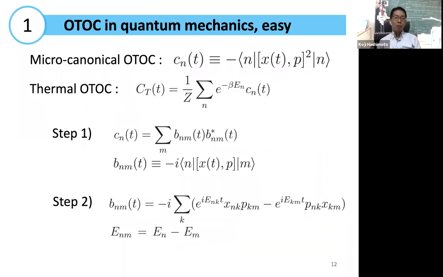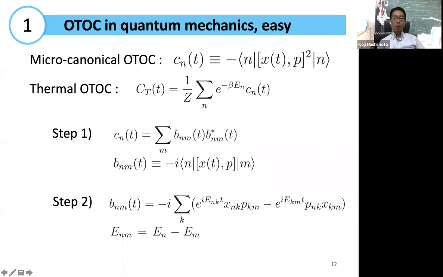So our definition of micro-canonical OTOC is quite simple. So n is the nth energy eigenstate. And x(t) is the Heisenberg operator, which has time t. And p is just p(0) at time 0. And I consider the commutator of x(t) and p, squared. That should correspond to a classical exponential growth of the difference of the initial conditions.